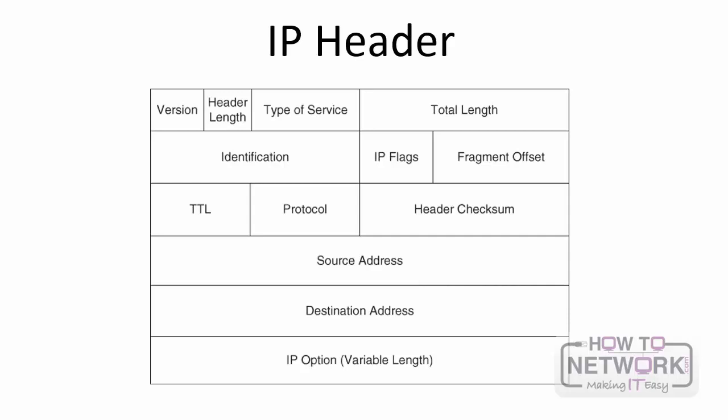Next, let's briefly cover the headers for TCP, IP, and UDP. What you see before you is the IP header. You will need to know the functions for each of the fields you see before you. Let me cover some of the functions that you will most likely need to know for your exam and in real-world troubleshooting. First, there's the version field.